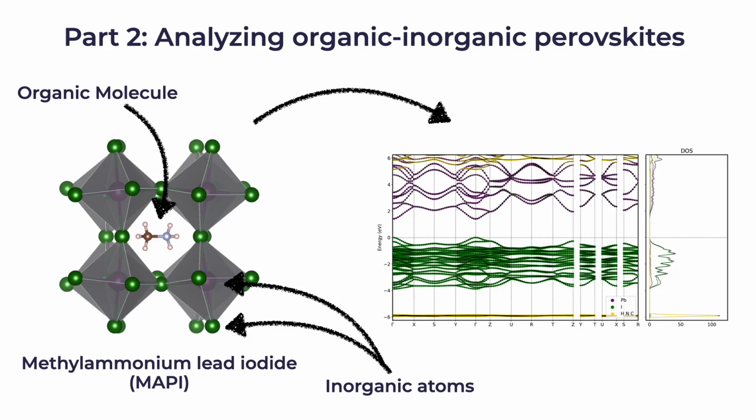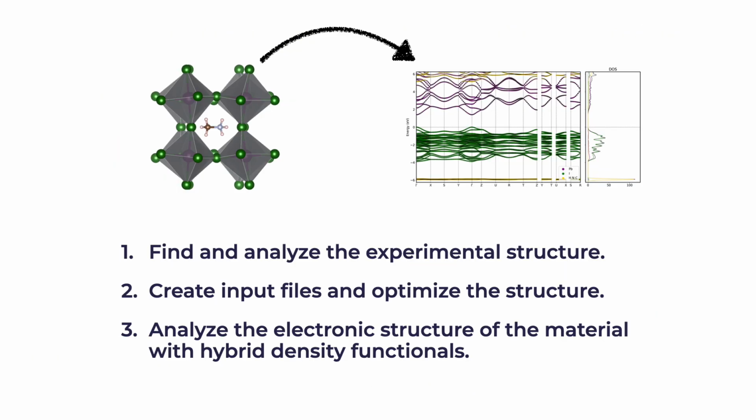The purpose of this tutorial is to understand how to simulate a complex material using density functional theory and analyze its electronic structure. The workflow consists of 3 steps. First, we'll find and analyze the experimental structure of the compound. Next, we'll create the input files for FHI-aims and optimize the structure. And the last part is analyzing the electronic structure of the material with hybrid density functionals.